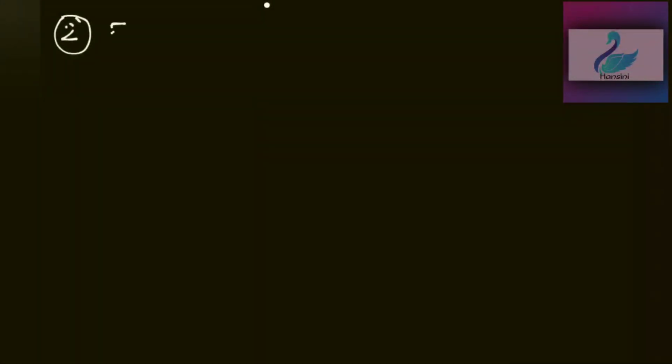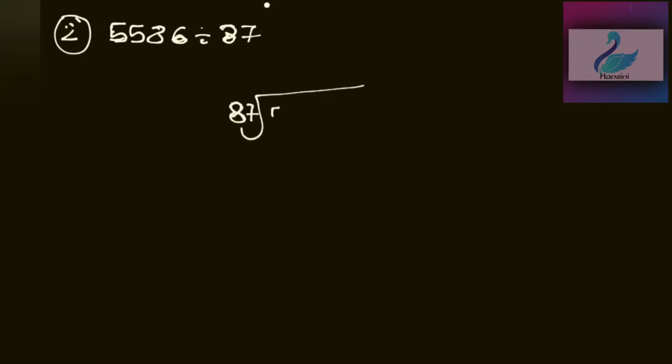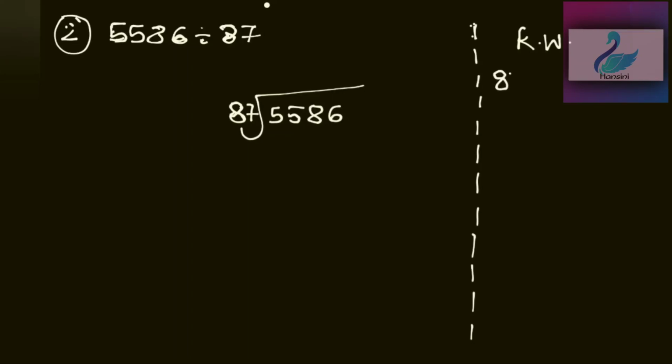Now we will solve the second sum. 5586 divided by 87. Make the division symbol. 87 divided by 5586. So now as you are dividing it by 87, I am making first the rough work column. RW is rough work. Now I will write the table of 87.